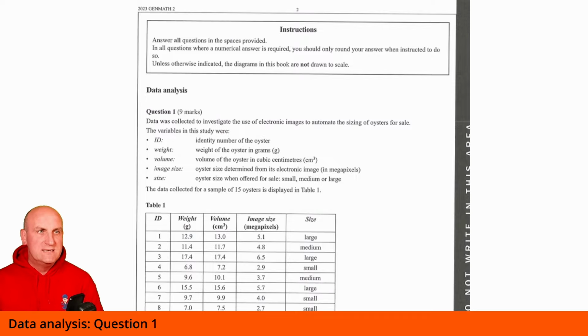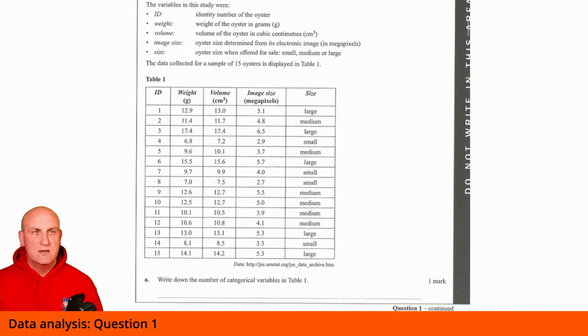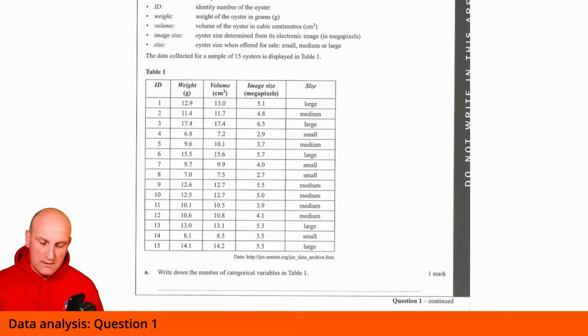Question number 1. Data was collected to investigate the use of electronic images to automate the sizing of oysters for sale. Where did they get these contexts from? The variables in this study were ID, weight, volume, image size, and size. The data collected for a sample of 15 oysters, I'm going to highlight that because I've got a horrible feeling that's going to come in useful, is displayed in table 1. Write down the number of categorical variables in table 1.